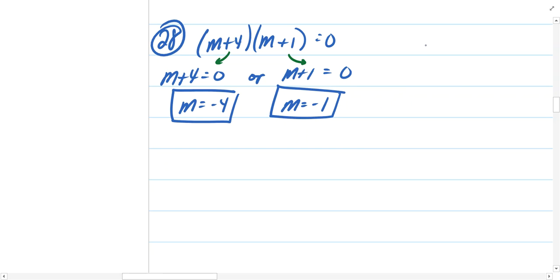Now, the answer sheet on this handout likes to abbreviate the results, and mathematically speaking, we would say that m is equal to the set of numbers, negative 4 and negative 1. But on the answer document itself, it doesn't have the m equals component. It just lists the set of numbers in between these braces. So if you see an answer that looks like this, that's okay. The solution is represented by these two numbers here.